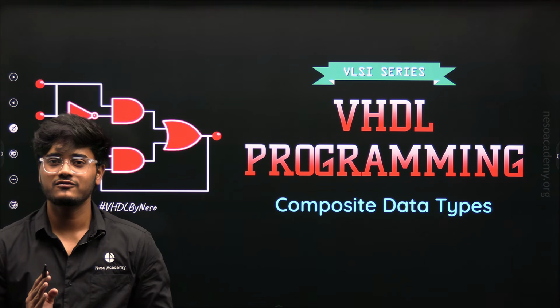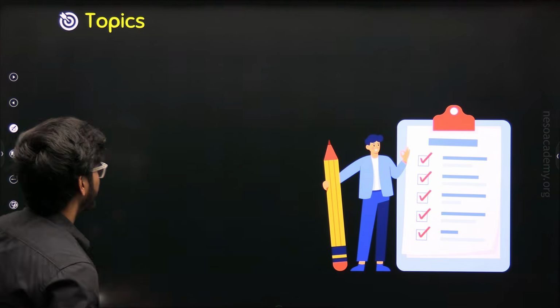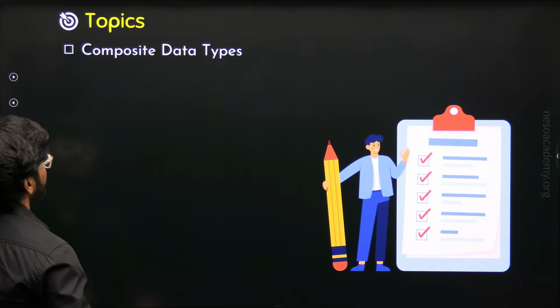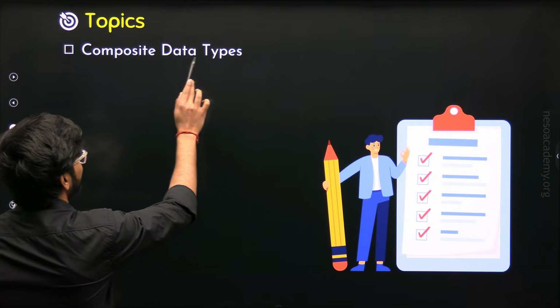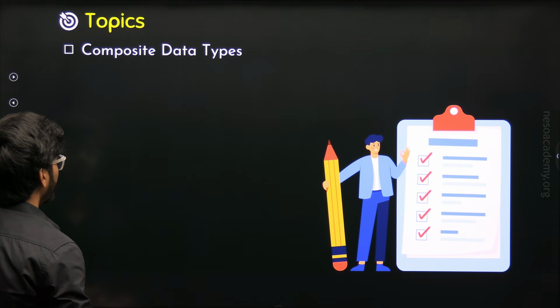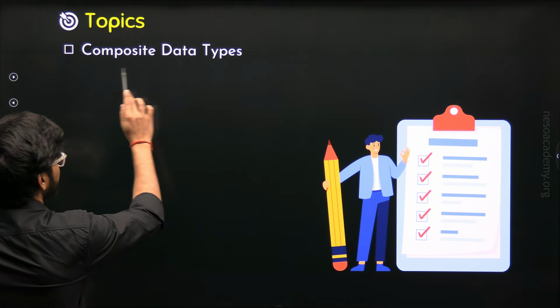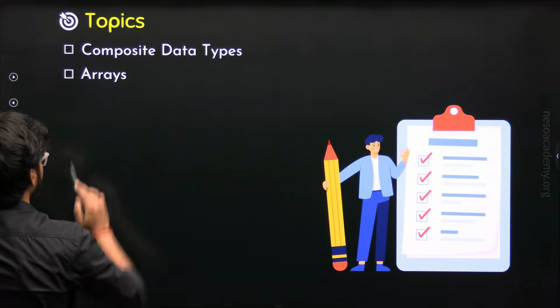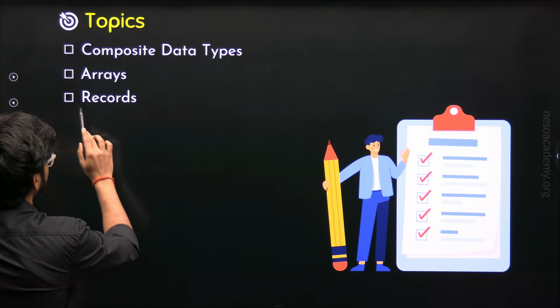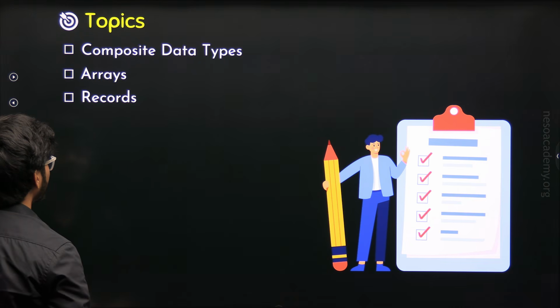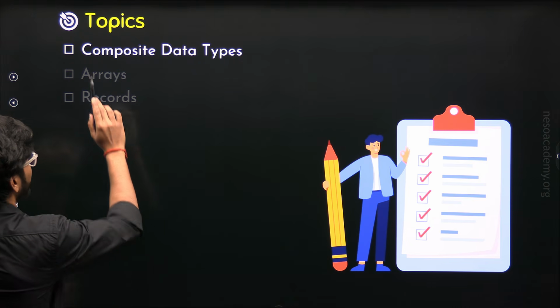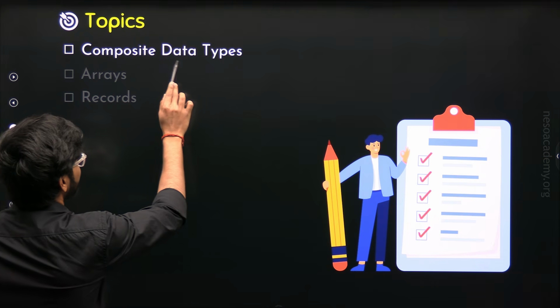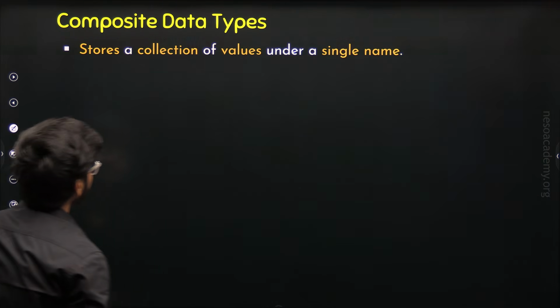And in this lecture, we will cover the following topics. The very first topic is composite data types. In this topic, we will understand its definition. The second topic is arrays, and the last topic is records. So, let's start the lecture with the very first topic, composite data types.